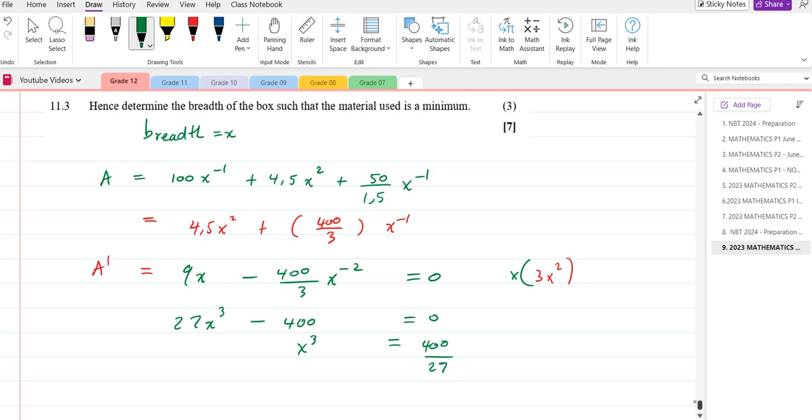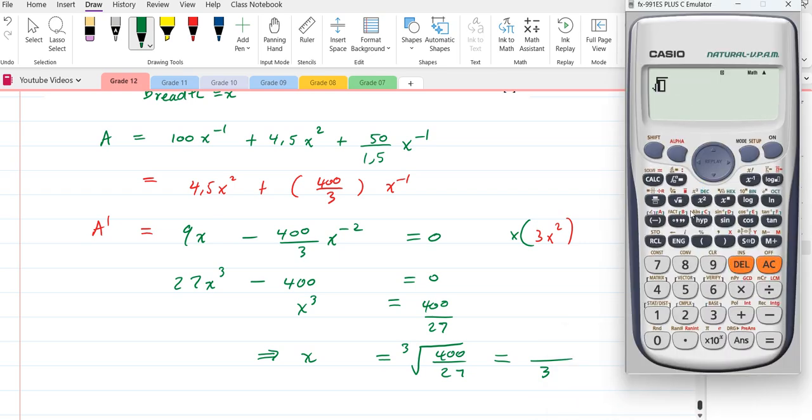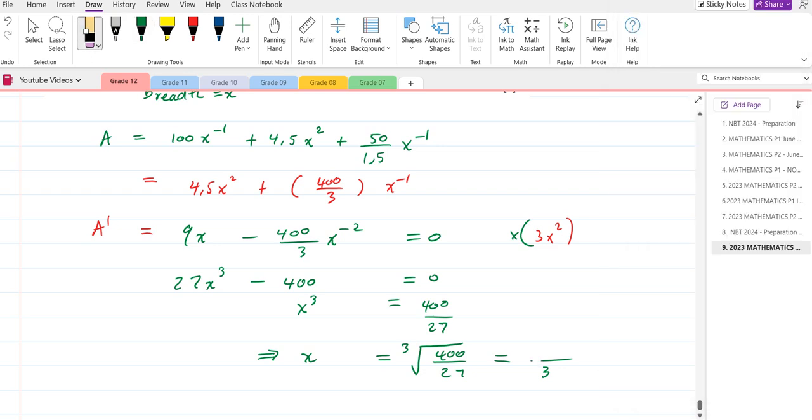And we're going to take a cube root here. So this implies x is equal to the cube root of 400 over 27. Well, I know the cube root of 27 is 3, and the cube root of 400, let's see, is 7.36. Actually, just take the cube root of the whole thing and simplify over 27. So I'm getting an answer of 2.46.